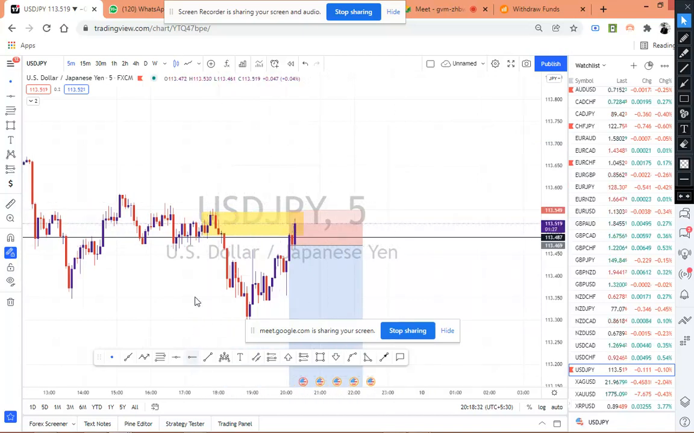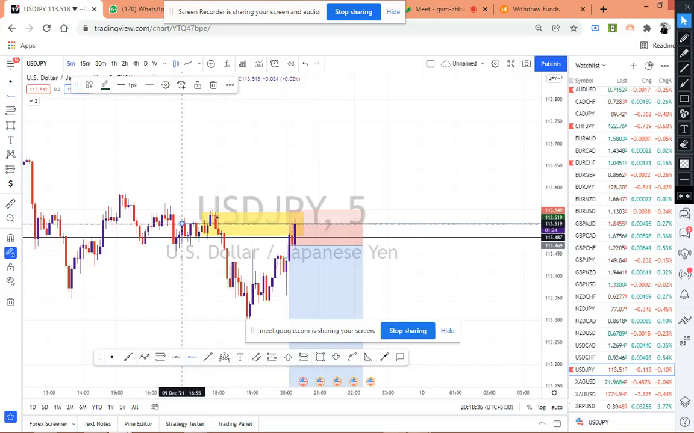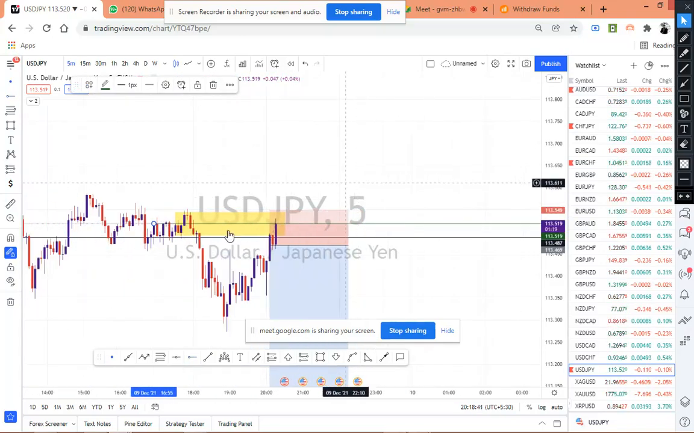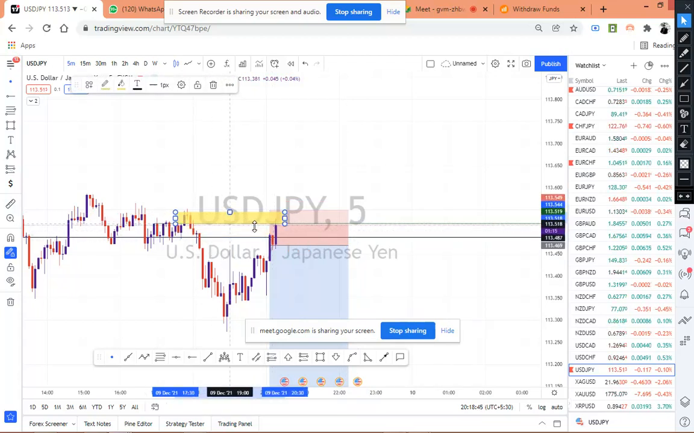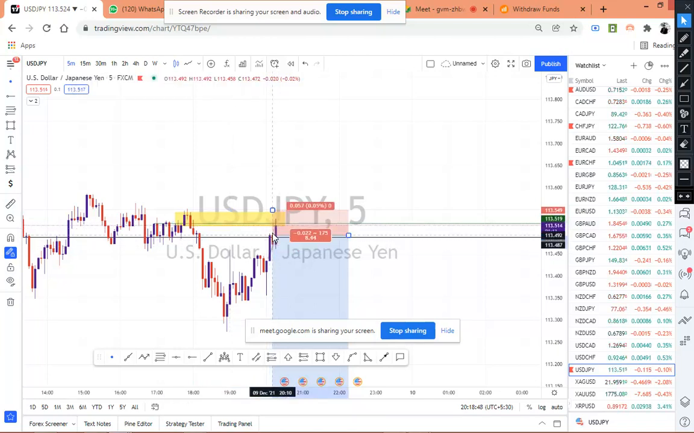Although we still have a new resistance level here. Why is this the supply? Okay, why is this the supply in the 5 minute chart? Probably maybe that is our next entry point. Then stop loss above structure.